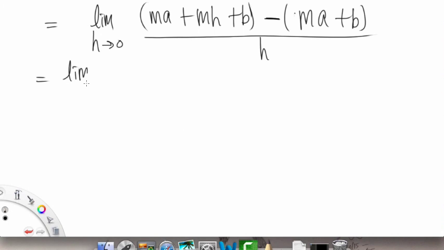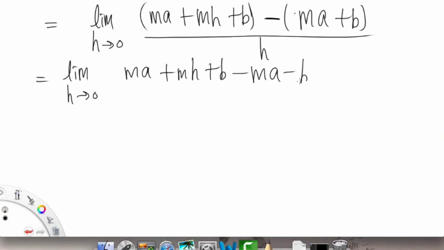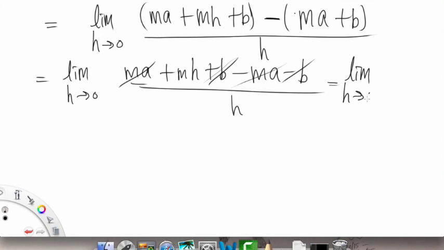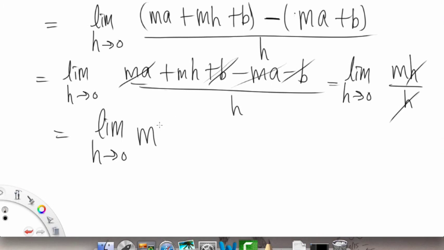This is going to be equal to the limit as h goes to 0 of ma plus mh plus b minus ma minus b, and this is all over h. Okay, so we see here that a positive ma cancels out with a negative ma, a positive b cancels out with a negative b, and all we're left with is the limit as h goes to 0 of mh over h, and we see that an h cancels out from the top and bottom, so we just get the limit as h goes to 0 of m, and m is just a constant, that means the slope of our linear function, so we're just going to get m.